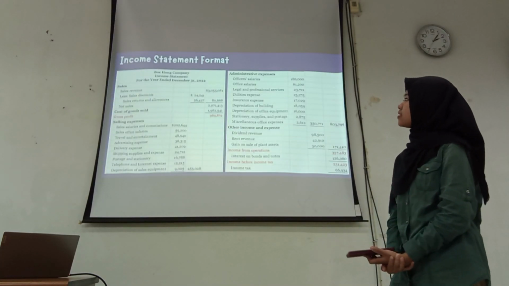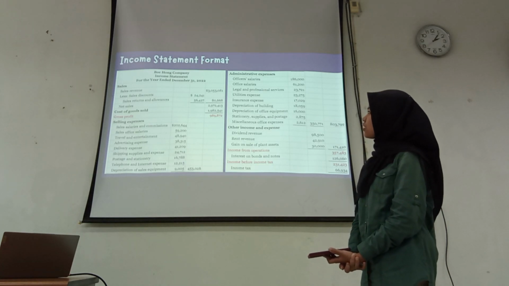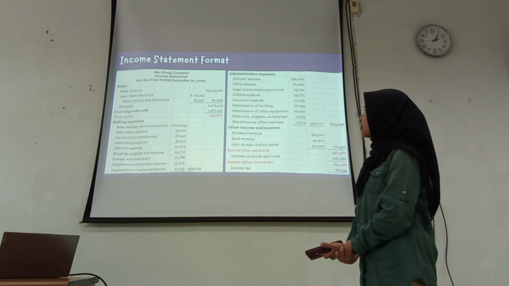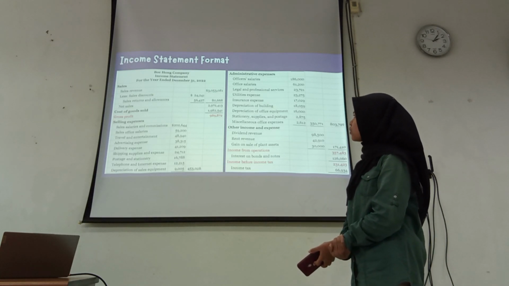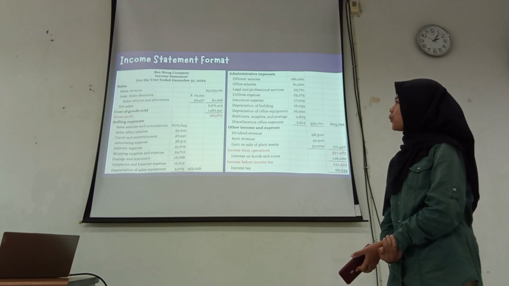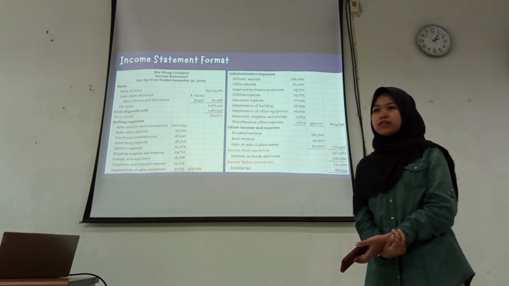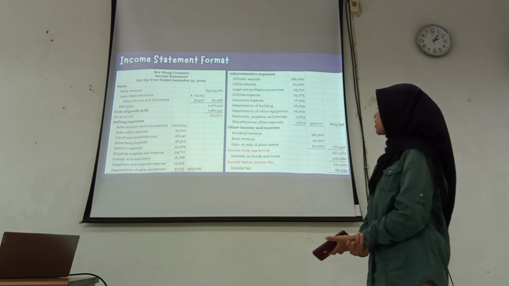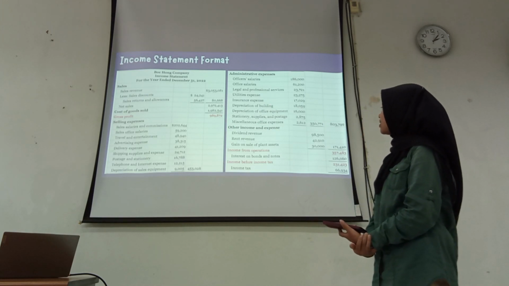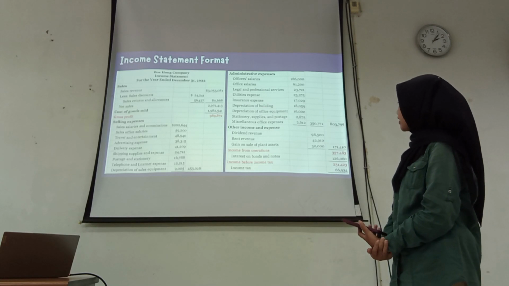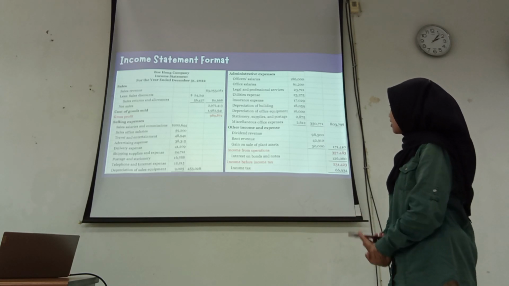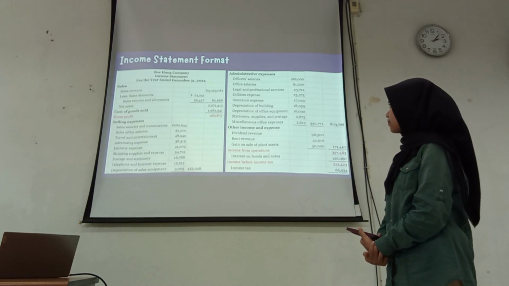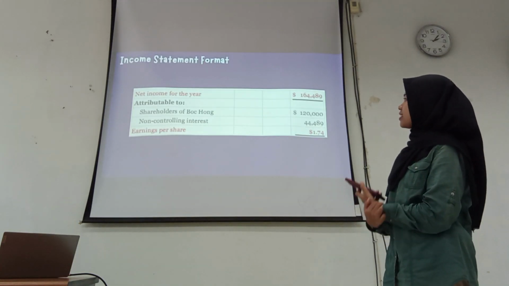Income statement format. So we take an example here of Hong company. The first one we put into the income statement is sales, and there are many sources of sales. After that we calculate the cost of goods sold, and then we get the gross profit. Then we put selling expenses, and then administrative expenses, and then other income and expenses, and then we finally can get the amount of the net income. And this is the net income of the year.